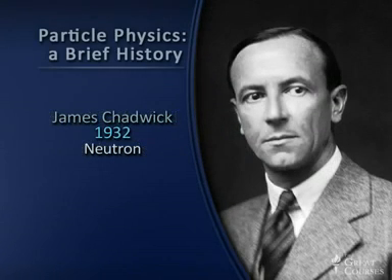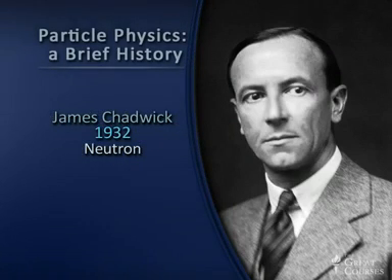In 1932, Chadwick discovered the neutron. Up until that time, it wasn't absolutely certain what the nucleus was made of, although there were already plenty of hints that there were two kinds of particles in there, one of them positively charged, one of them neutral. That was clinched in 1932 with the discovery of the neutron.